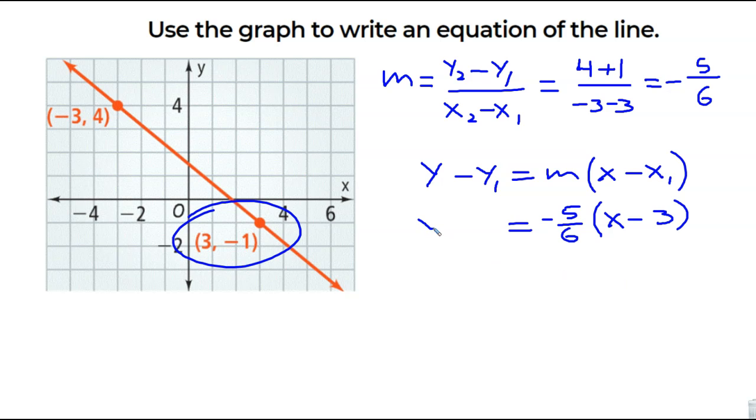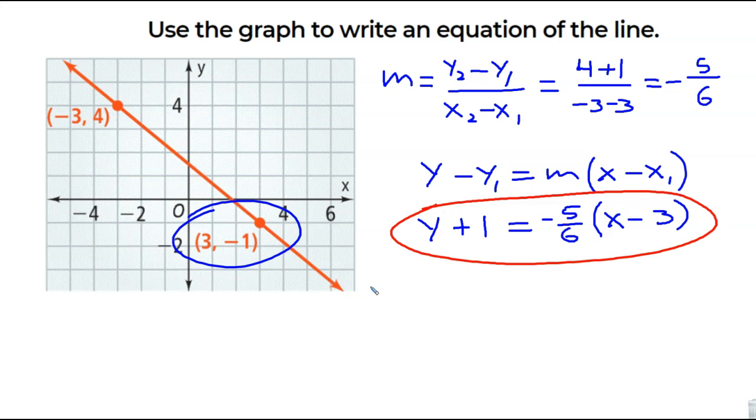And then on the left, we'll go y minus the y coordinate, which is a negative 1. So we'll say y plus 1. Alright, so there's a good equation in point-slope form. Now again, I could have also used this other point. I'd have different numbers here, but it'd be technically the same equation, so that'd be correct as well.